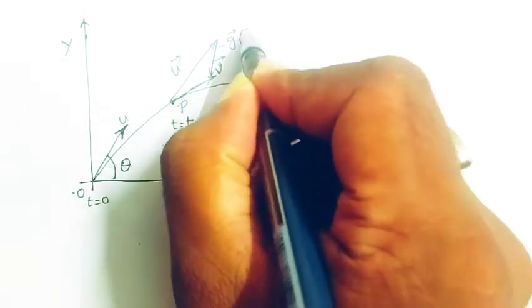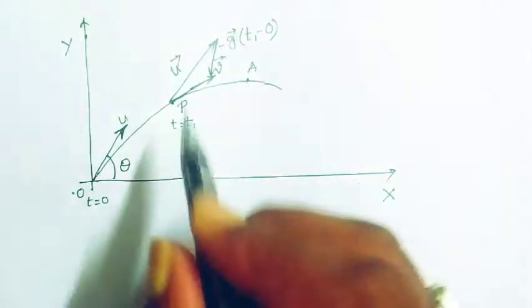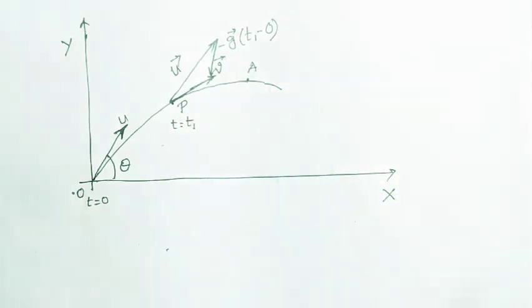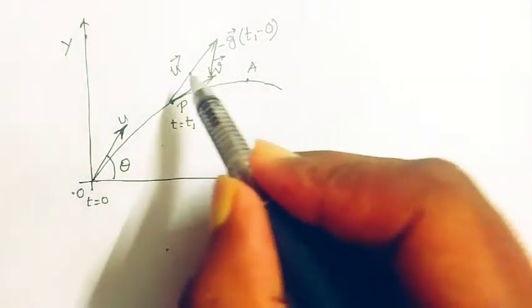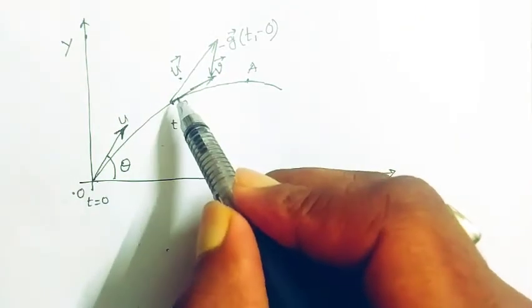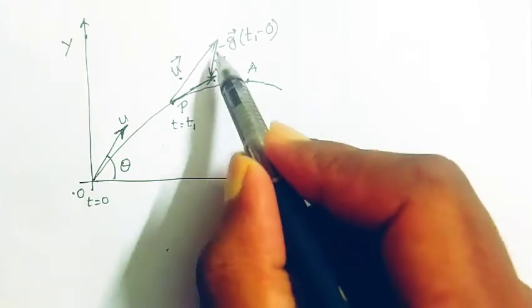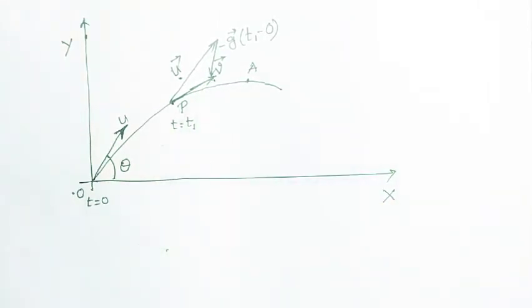If I multiply by the time t1 minus 0, what does it give? Acceleration times time. What does it give? It gives the velocity. So u vector is the initial velocity at time 0. V vector is the velocity at time t1. So what does it give?